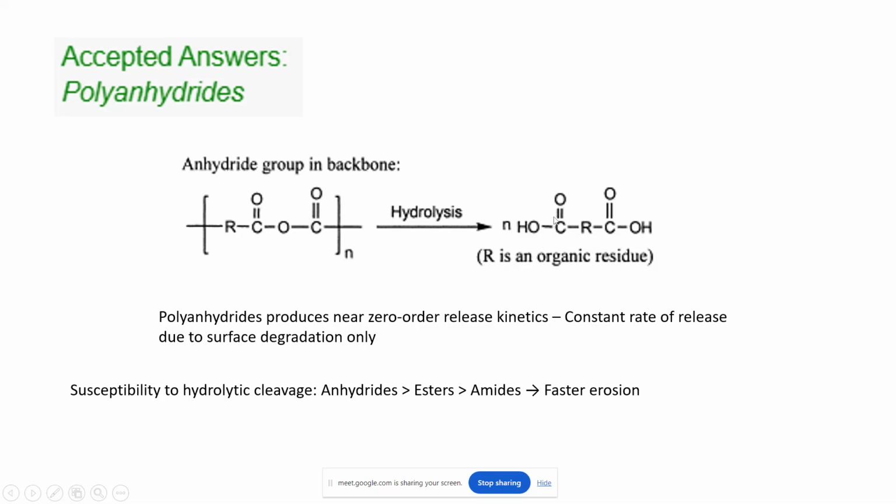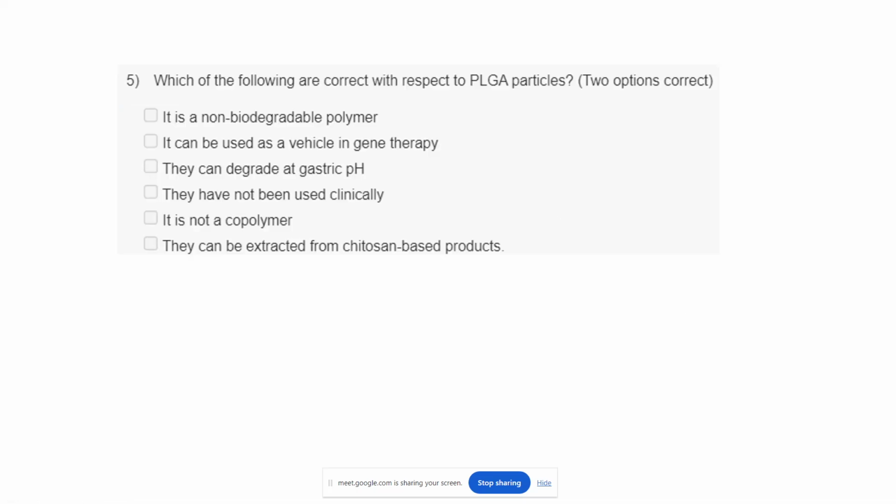Okay, let's look into the next question. Which of the following are correct with respect to PLGA particles? You have to select two correct options. It is a non-biodegradable polymer. It can be used as a vehicle in gene therapy. They can degrade at gastric pH. They have not been used clinically. It is not a copolymer, and they can be extracted from chitosan based products. Which of the following are correct with respect to PLGA particles?